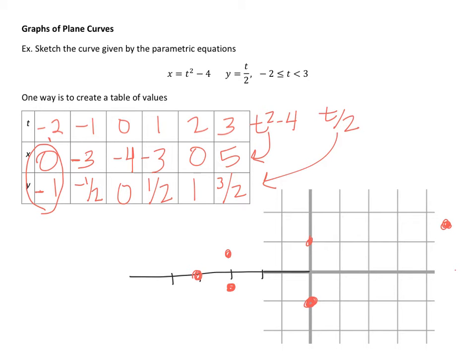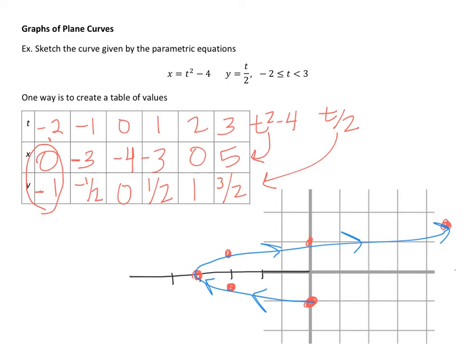Okay, parametric equation. All I did was plot points, but then I connect them. It's a connect the dots game. I've got to have direction. My path was going this way as t was increasing. And there we go. You've graphed it.